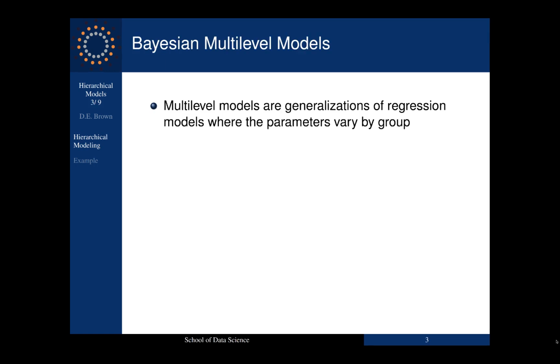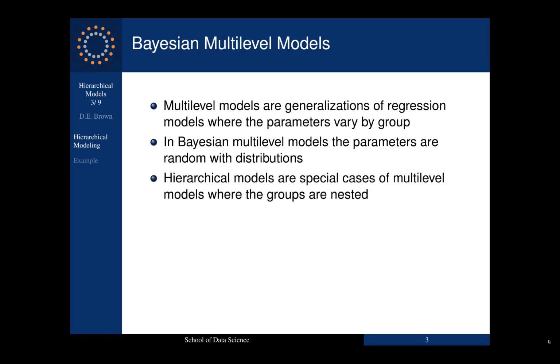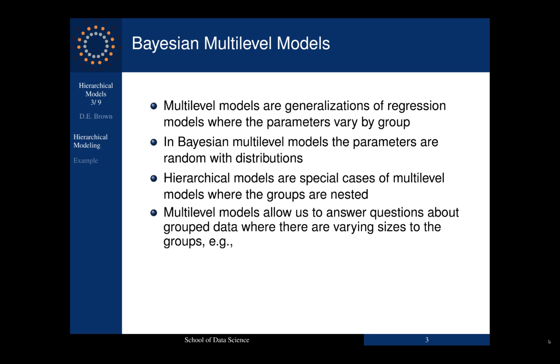So Bayesian multi-level models are generalizations of regression models where parameters vary by group. As we know, in Bayesian regression, we treat the parameters as random, and that's no different for multi-level models. We're treating them as random here as well. Hierarchical models are a special case of multi-level models where the groups are nested. And multi-level models really allow us to answer a variety of questions about group data, where there are varying sizes to groups and other conditions that change between groups that mean that we really want to look at group relationships to the response variable.